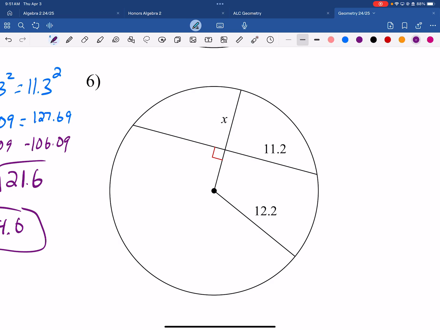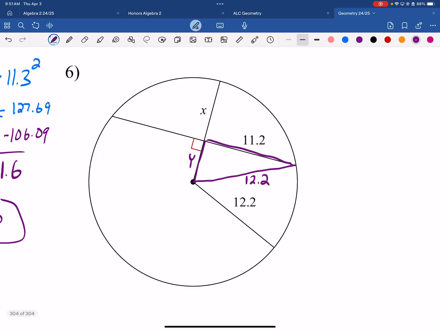Okay, well, I've got a radius that's 12.2. I can draw this. What's the length of that purple line? 12.2. The length of that purple line is 12.2. Okay, I'm just going to rename this piece right there y. Now you notice we've got a right triangle, so we can do the Pythagorean theorem. So y squared plus 11.2 squared has to equal 12.2 squared.